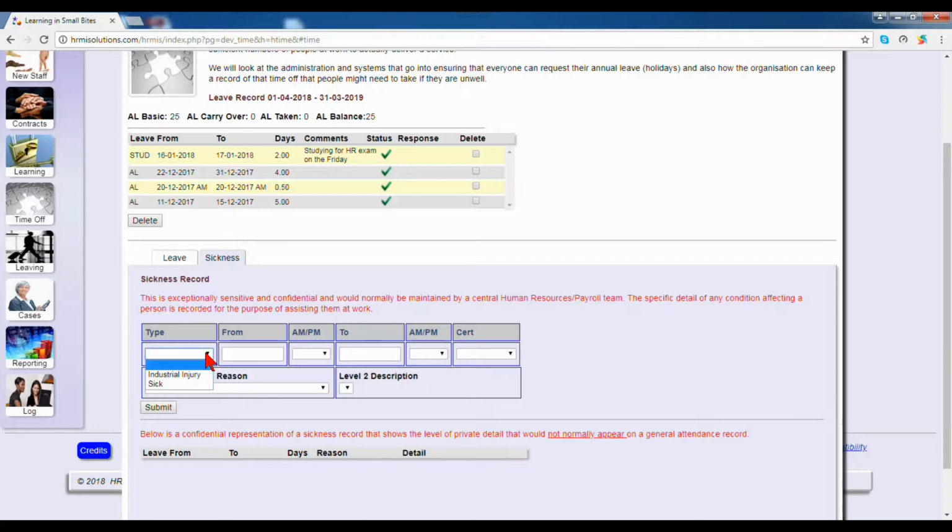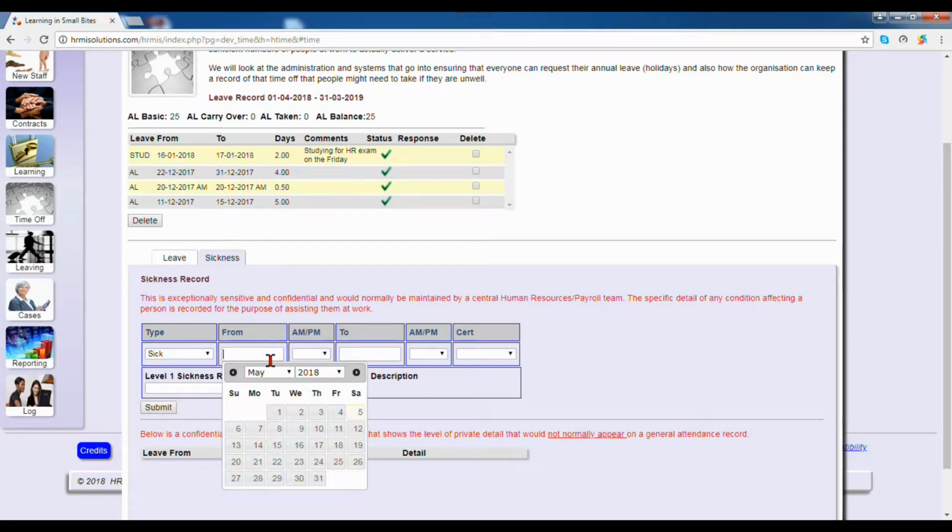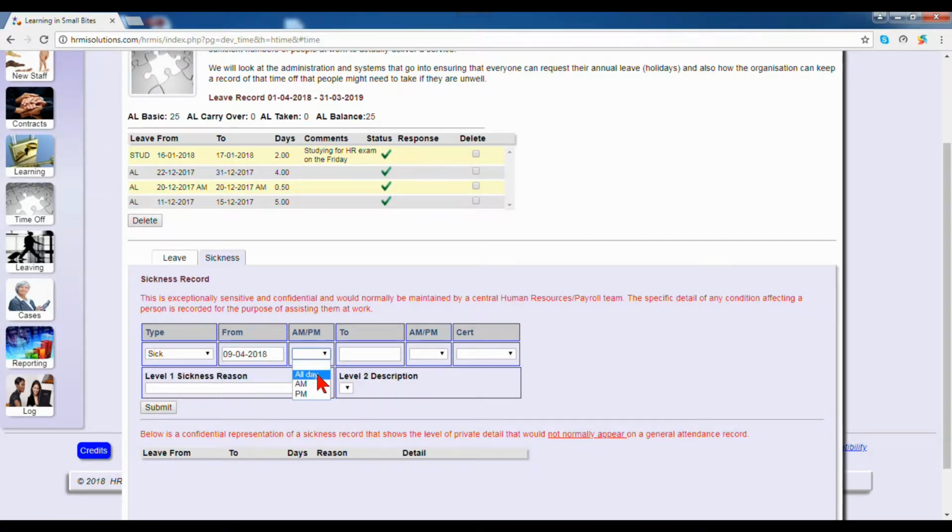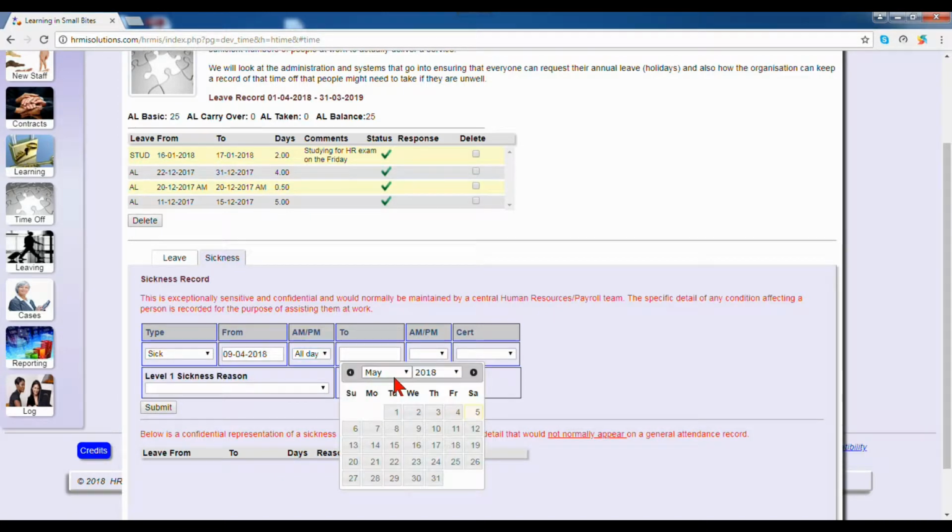Okay, here we go. We often categorise sickness into two types. Accidents that have occurred through work, which are industrial injuries, and time off when a person is unwell, which is recorded under the heading sick or sickness. Let's assume this time off was not due to a workplace accident or injury, so we have selected sick. The person was off all day on the 9th of April, and the records show that their last day of sickness was the 27th of April.